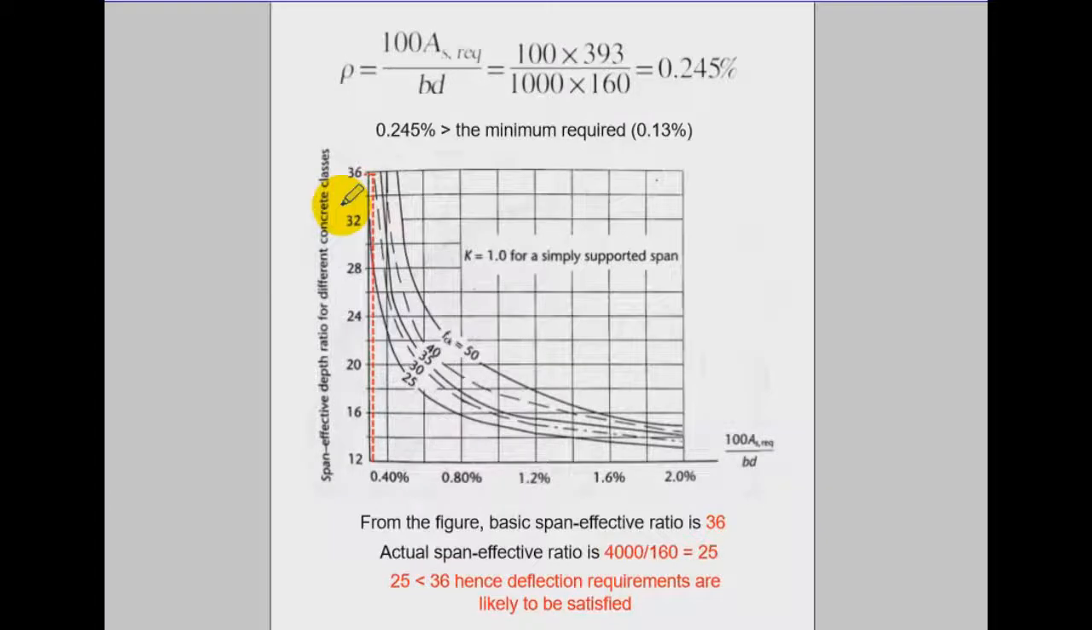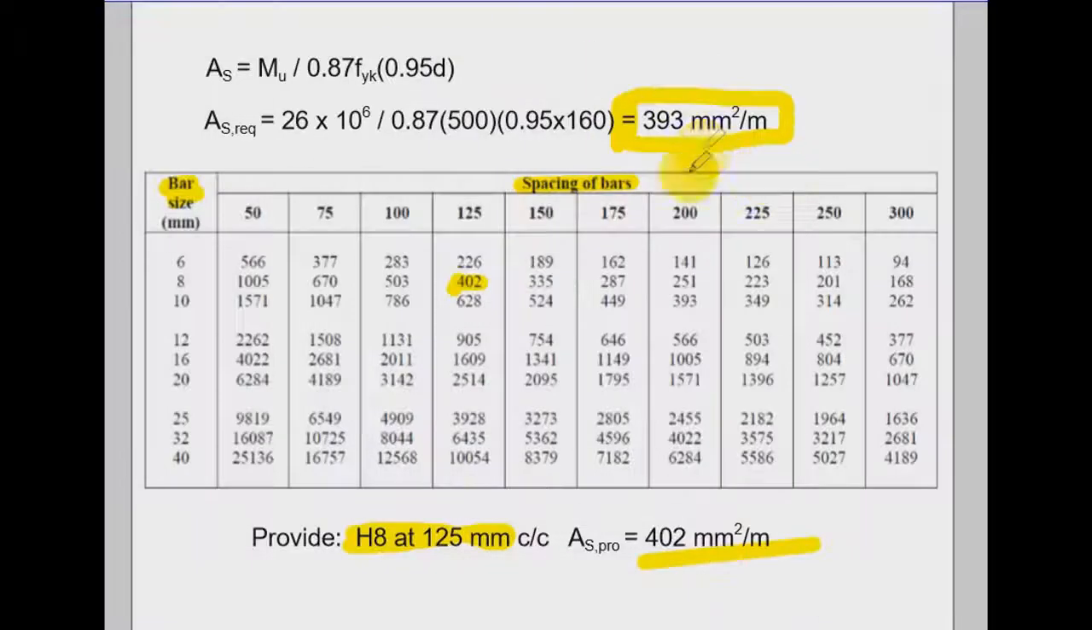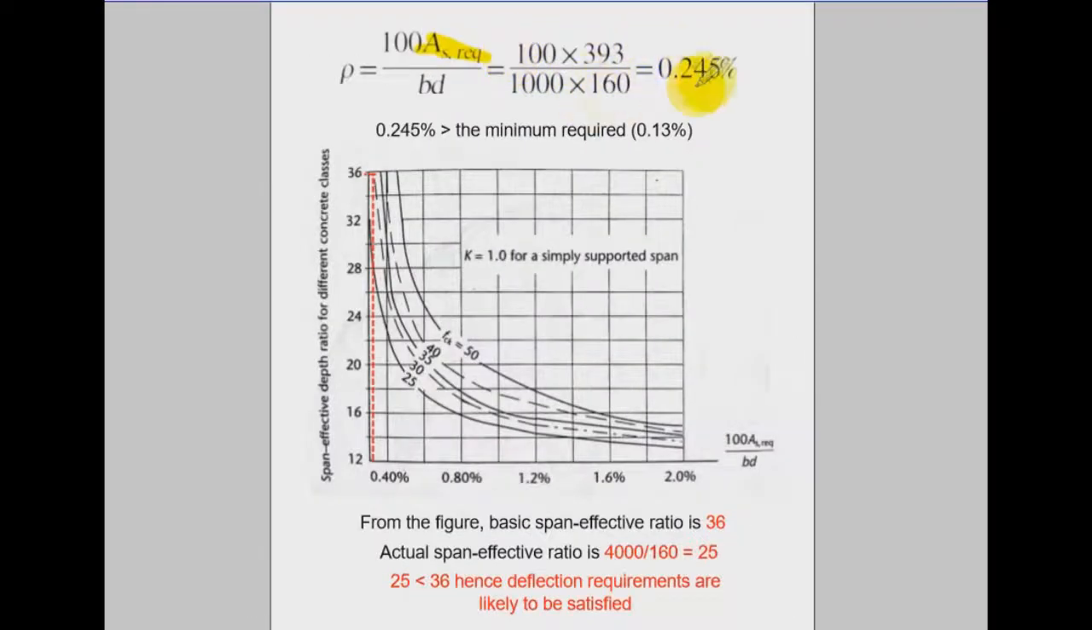Now, just to verify that the deflection is fine and we don't have to worry about any kind of excessive deflection, you need to go back for the rho and use this required area of reinforcement. Just put it there. You get this percentage for the rho, the percentage of steel reinforcement, and this should be larger than the minimum required. That's the first thing.